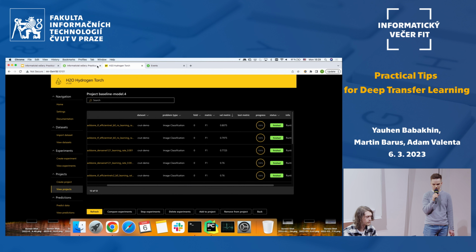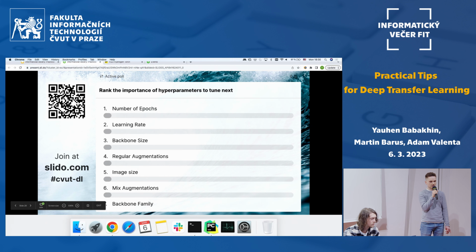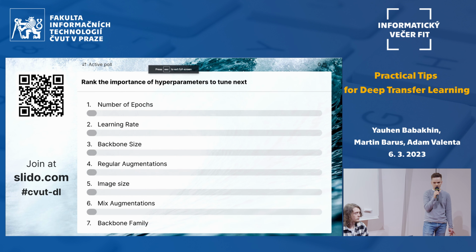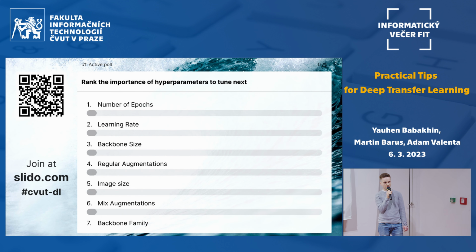And what we will do now is we'll make another poll where you would need to select another round of tuning. So what would you tune next? Now we have EfficientNet V1 and the same learning rate, and what would you tune next to improve the model performance now? So you need to go to the slide again.